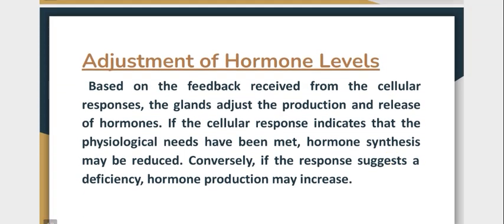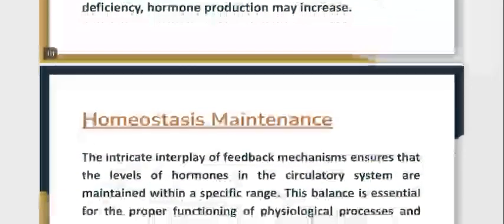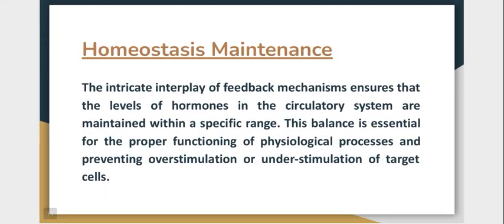Then adjustment of hormone levels based on the feedback received from the cellular responses. The glands adjust the production and release of hormones. If the cellular response indicates that the physiological needs have been met, hormone synthesis may be reduced. Conversely, if the response suggests a deficiency, hormone production may increase. So all this stuff comes under this feedback loop. Okay, don't forget to mention that. And homeostasis maintenance: the intricate interplay of feedback mechanisms ensures that the levels of hormones in the circulatory system are maintained within a specific range.